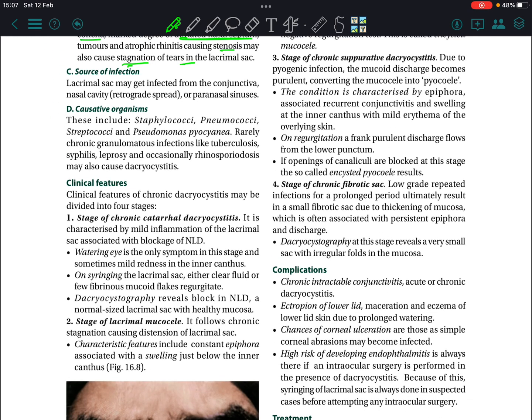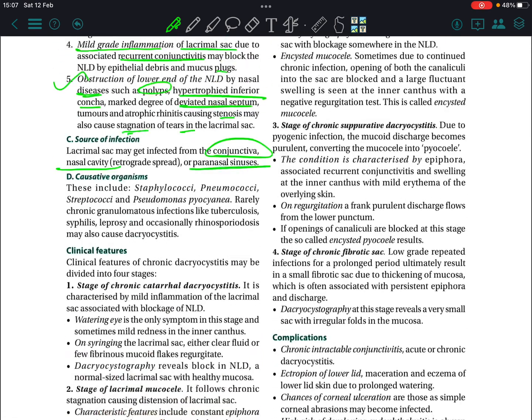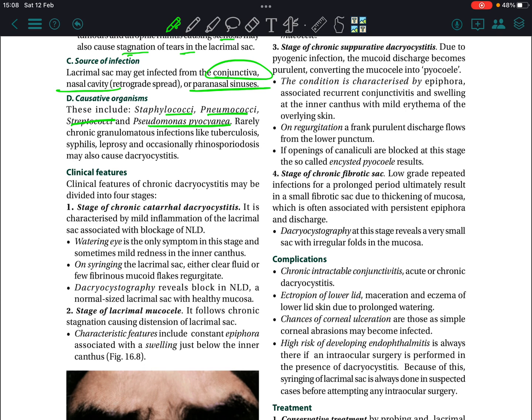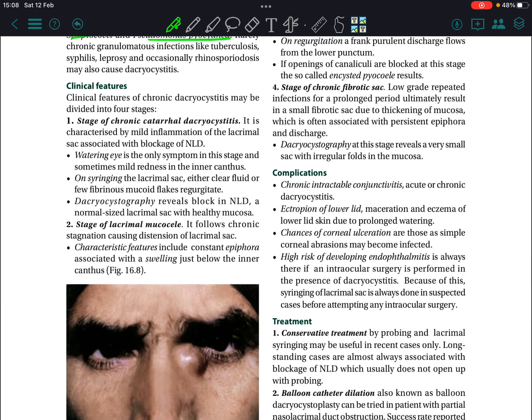Source of infection: the lacrimal sac may get infected from the conjunctiva, nasal cavity, or paranasal sinus. Causative organisms: staphylococci, pneumococci, streptococci, pseudomonas pyocyanea. Rarely, chronic granulomatous infections like TB, syphilis, leprosy, and rhinosporidium may also cause dacryocystitis.